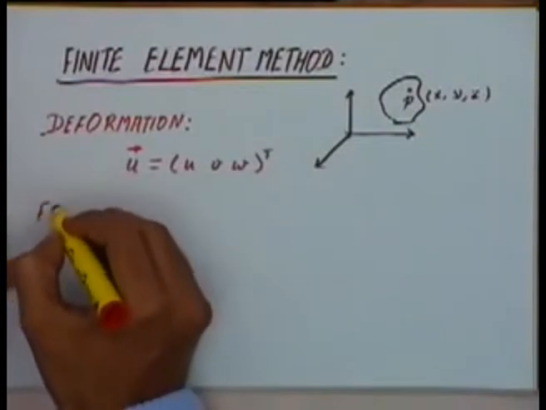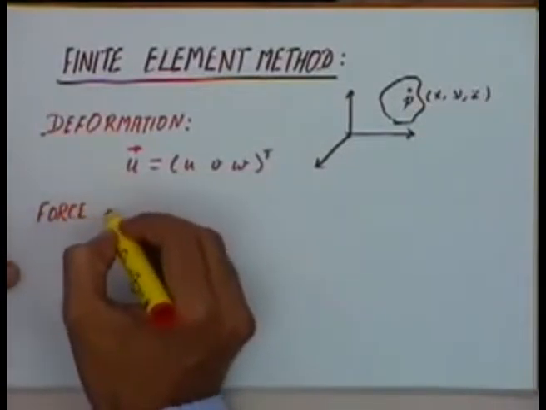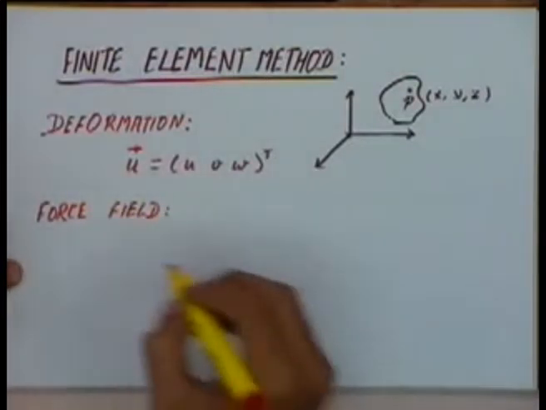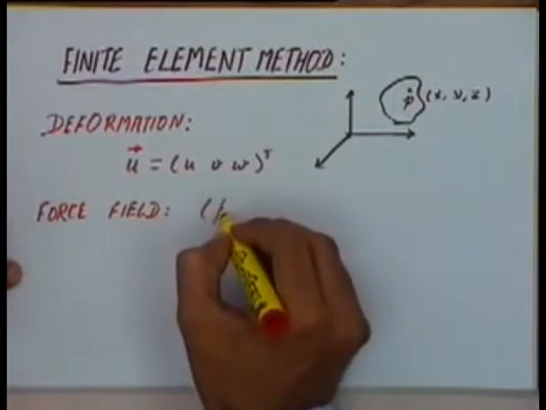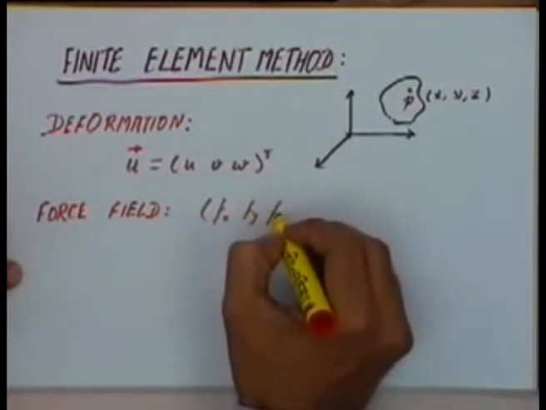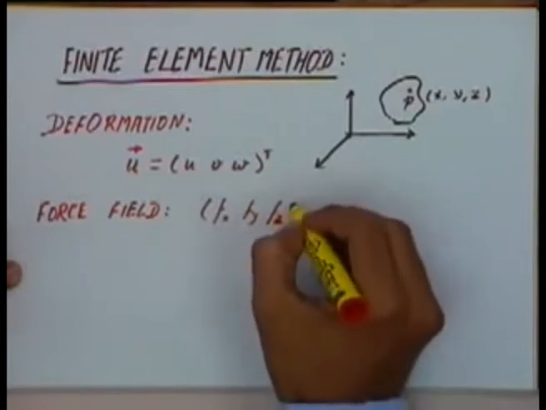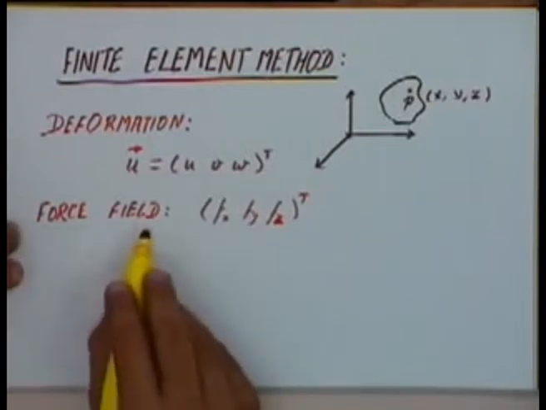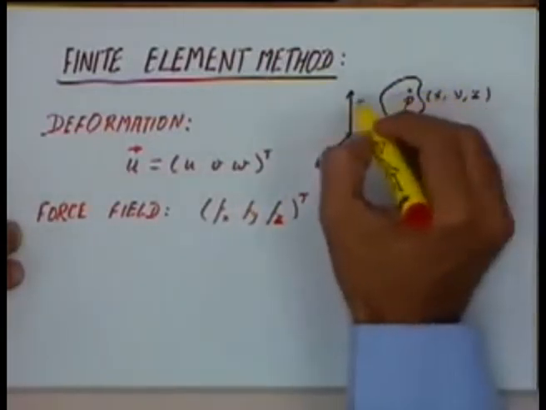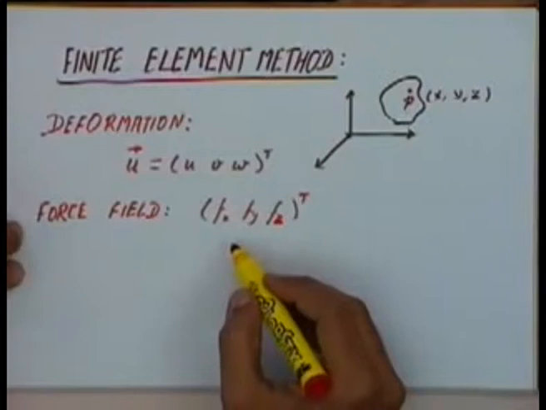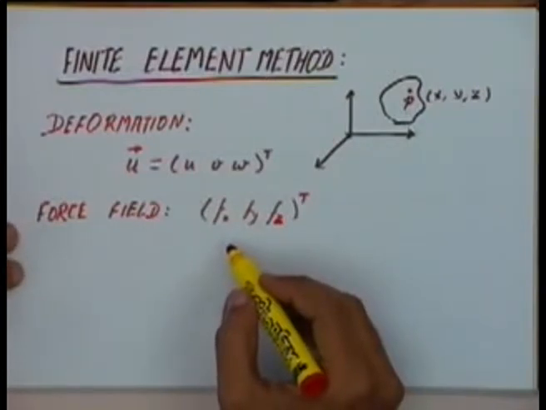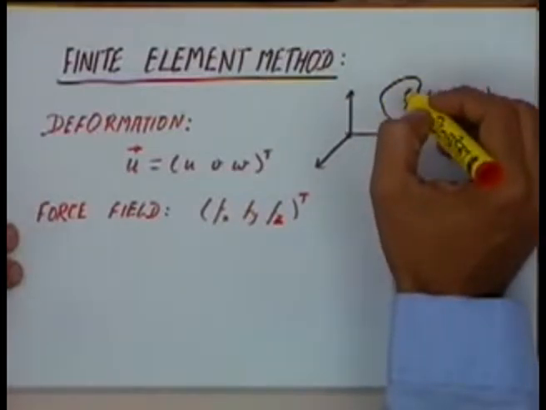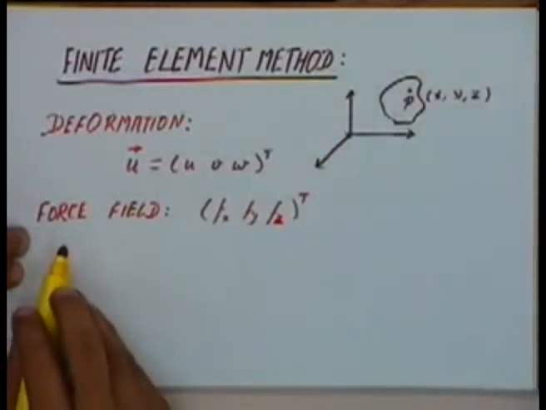Similarly, if there is a force field, that force field will be represented by fx, fy, fz, that is again a three dimensional column vector, and this force field is essentially the force field in an object, and this will be force per unit volume. That means a force per unit volume acting at each element in this body, that is what we refer to as a force field.